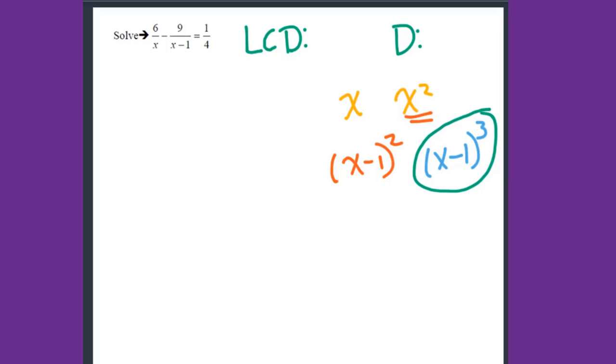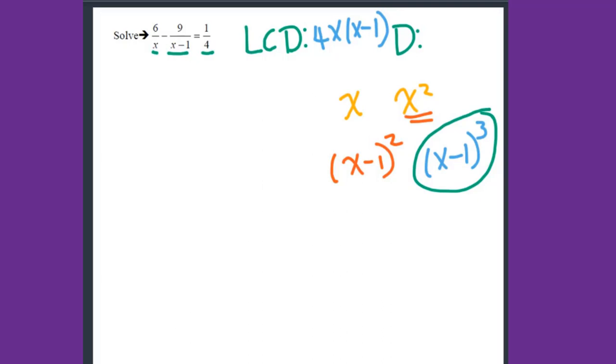Let's look at this question. How many factors do you have? You have x, this x minus 1, and a 4. Therefore, putting all this together, I got 4x times x minus 1.